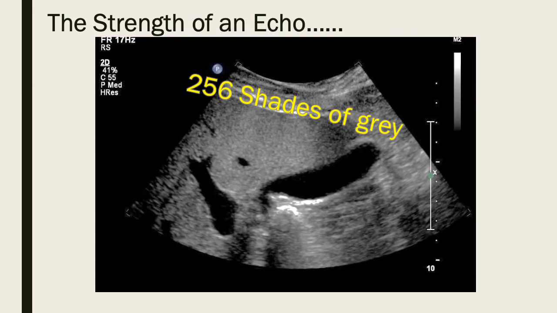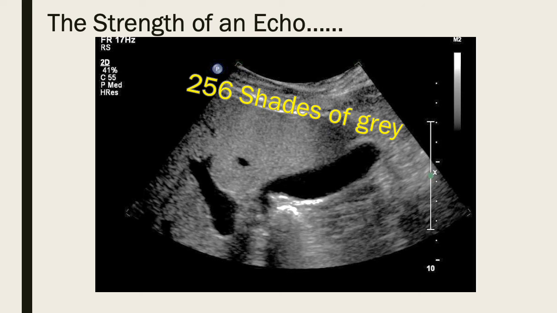The first time that a lot of people look at an ultrasound, they think, oh my God, it looks like a whole bunch of gray blobs. And they're not wrong. I would be lying if I said at one point I didn't also think that ultrasound looked like a bunch of gray blobs. We have 256 shades of gray that could potentially make up an ultrasound image.